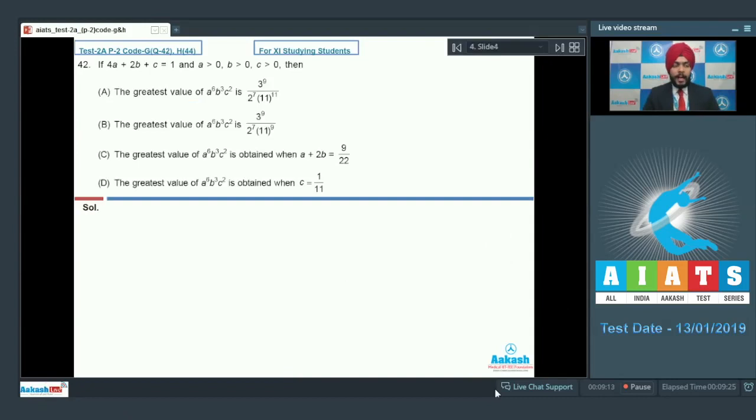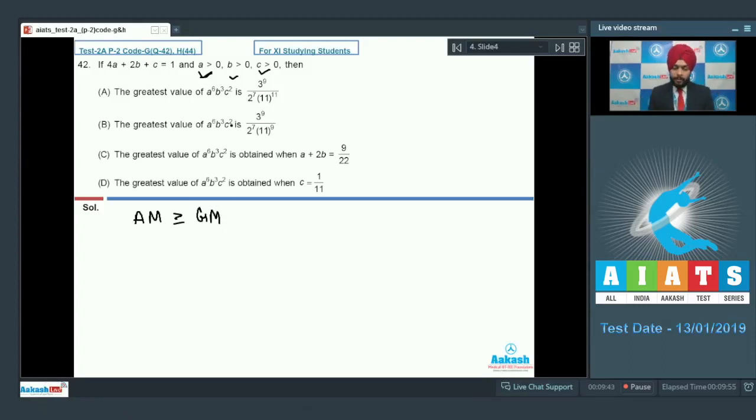Question number 42 says that if 4a plus 2b plus c equals 1 and a is positive, b is positive, c is positive, then option A and option B are talking about the greatest value of a power 6, b cube, c power 6, and option C or option D are talking about when this value is obtained. Students, if 3 numbers a, b, c are positive, directly given in the question, you can straight away go for the AM-GM inequality.